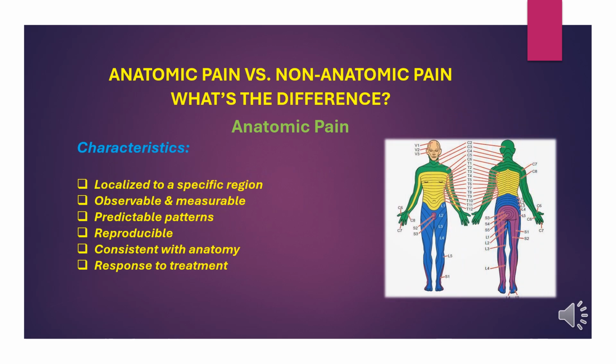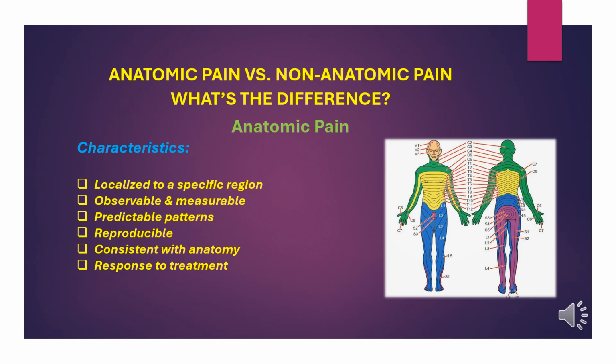Okay, first, let's discuss the characteristics of anatomic pain. The first one, pretty obvious, is that it's localized to a specific area, meaning that anatomic pain can often be traced to a particular anatomic structure or region of the body. It's also observable and measurable. Typically, it's associated with an observable and measurable sign, such as swelling, bruising, or abnormal imaging, for instance.